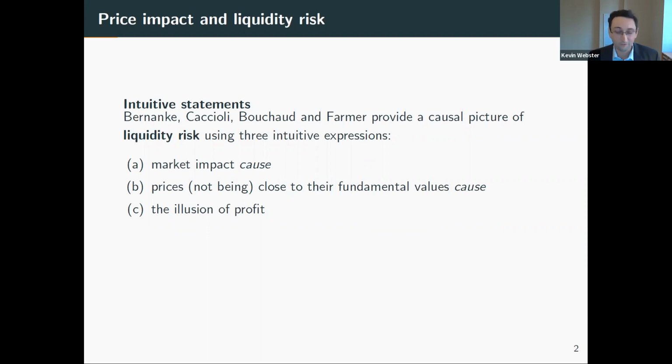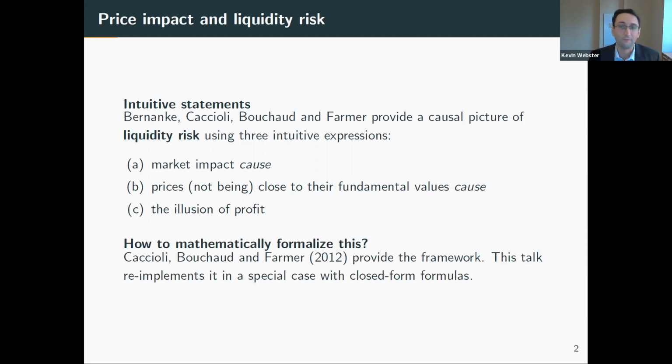Now, this is a nice, colorful picture, but our goal here is to mathematically formalize this. To be completely fair, the seminal work by Caccioli, Bouchaud and Farmer does provide a quantitative framework, and to some degree it is more general because it allows any price impact model. But I will try to have a more math finance point of view on this problem, and I will try to prove specific results under specific models, with an emphasis towards the end on closed form formulas.